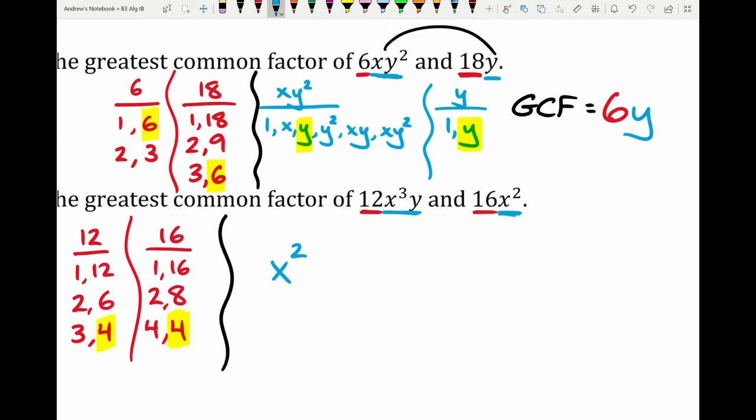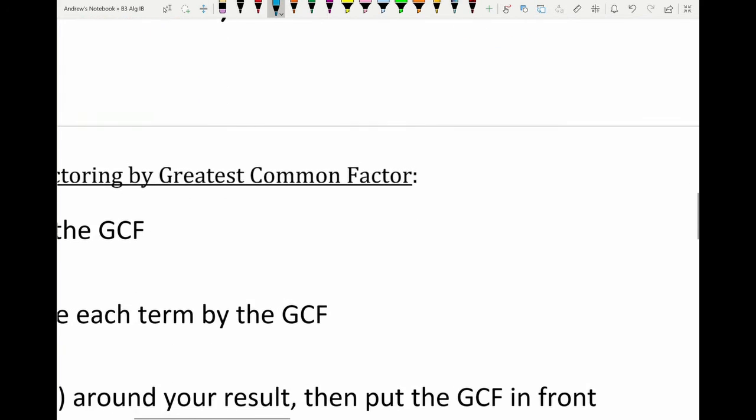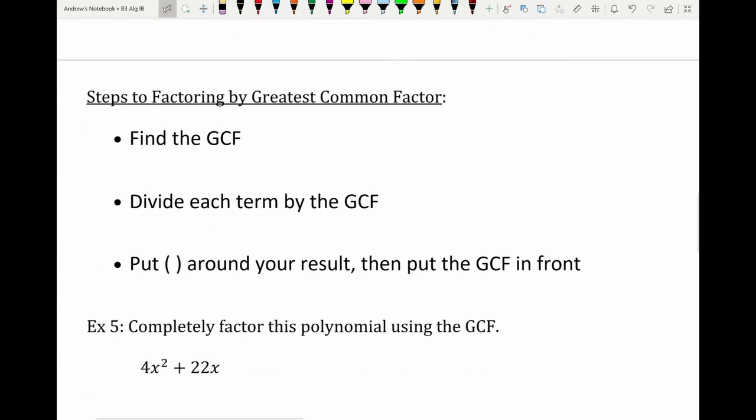I could take 2 x's out of each one of those. As for the y, the first one has a y, but the second one doesn't. So that means I can't take anything for the y's. So overall our GCF is 4 from the coefficients and x squared from the variables. So 4x squared is where we leave that. All right, so that was all just finding the greatest common factor.